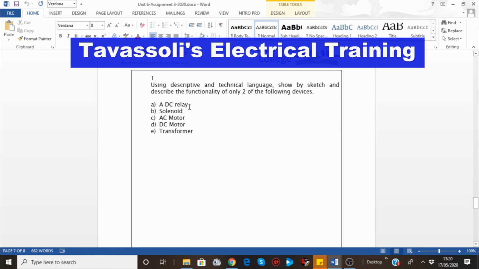So if you're talking about a DC relay, for instance, and you explain how it works, or a solenoid, an AC motor, a DC motor, or a transformer, just mention a couple of their applications in real industries as well.